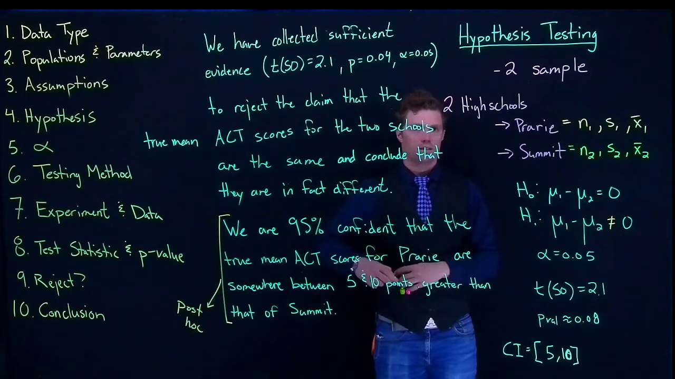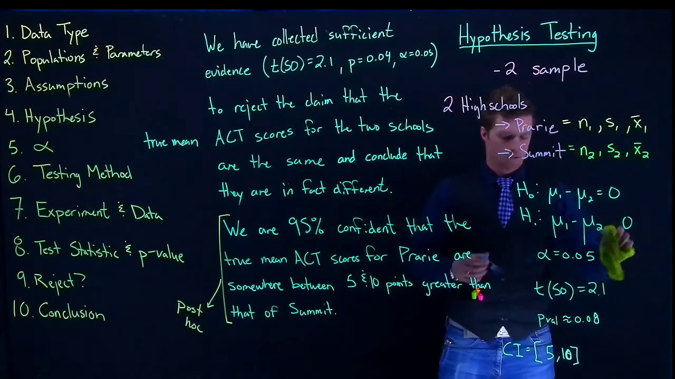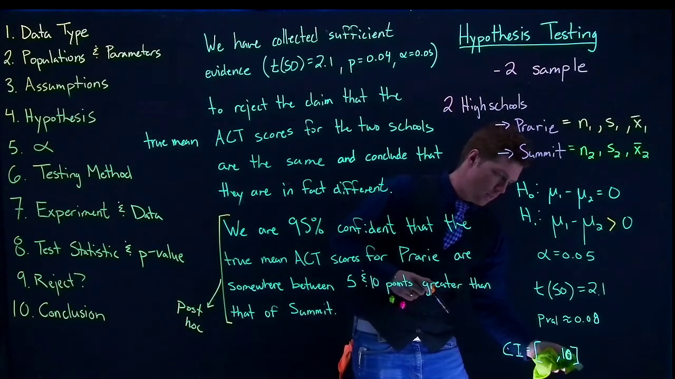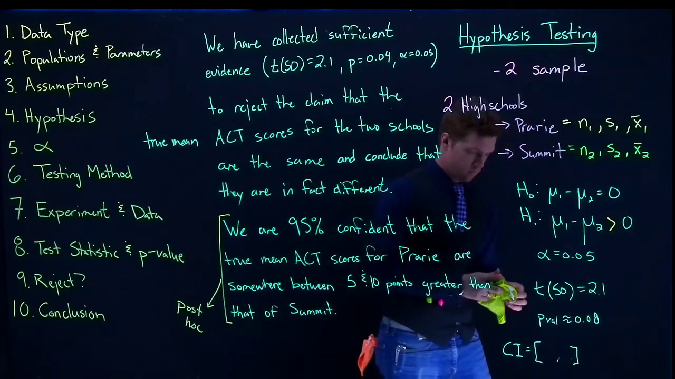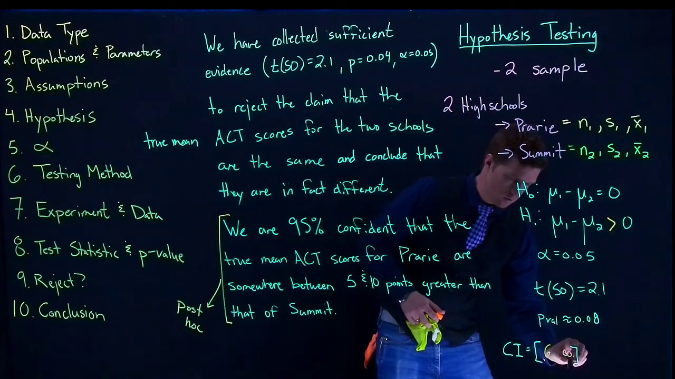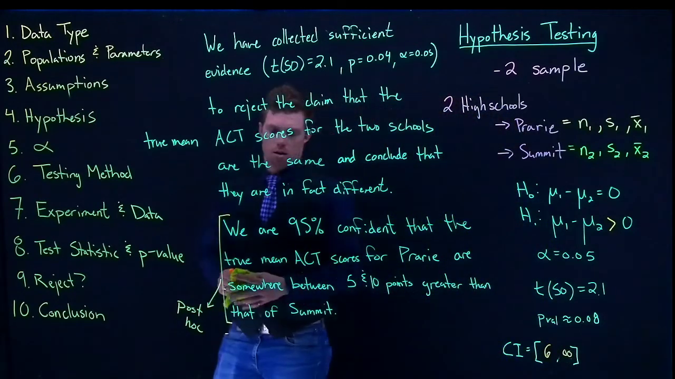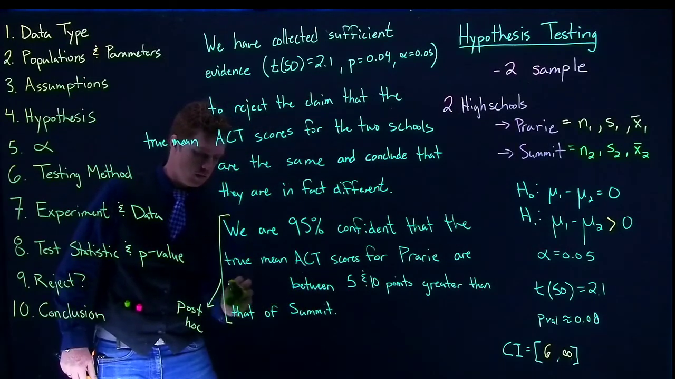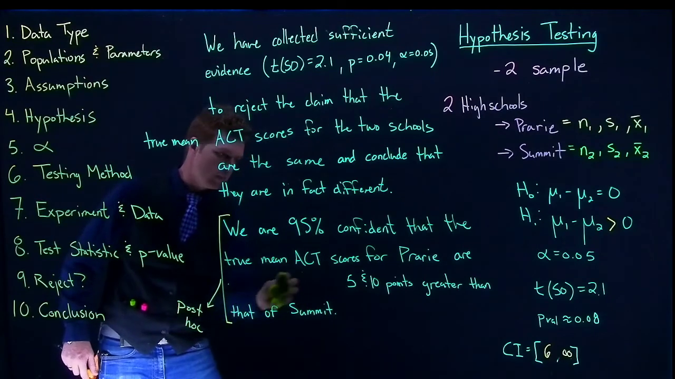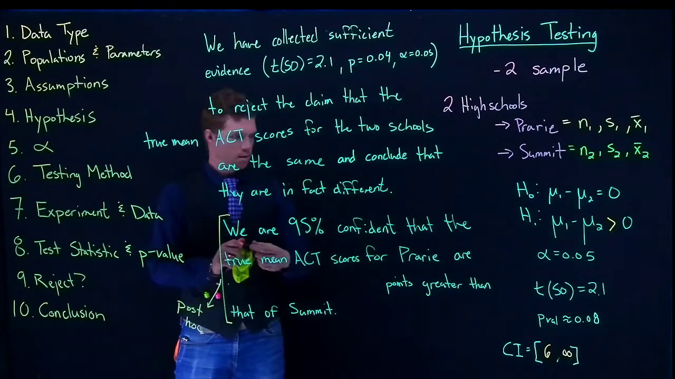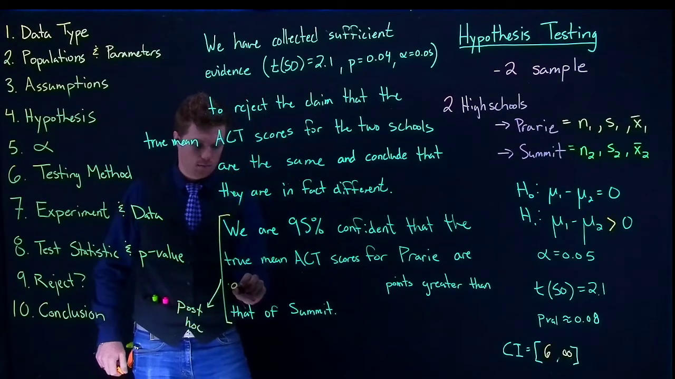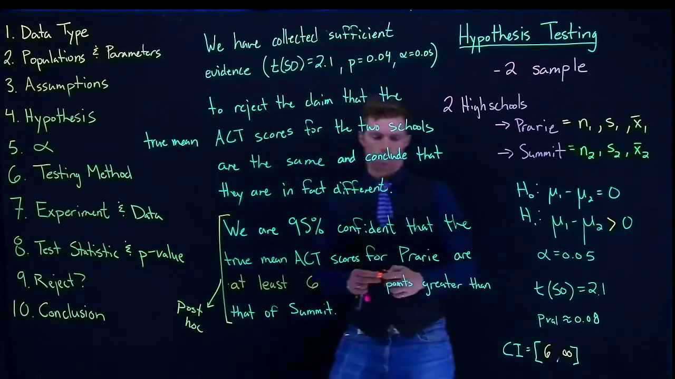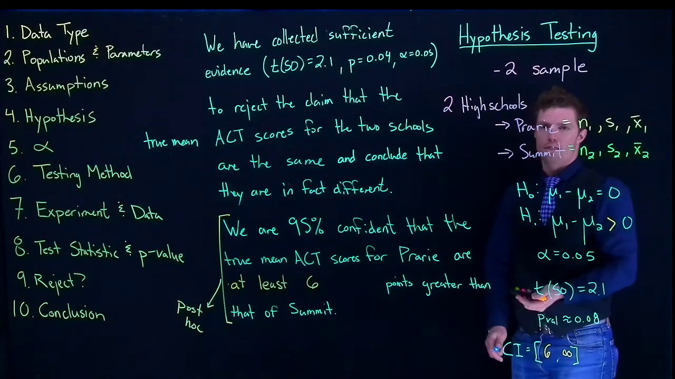Now let's say that we had done a one-tailed test. Let's say that instead we have just said that this is going to be greater than zero. And this was then something like 6 to infinity. It would then still go that we are 95% confident that the true mean ACT scores for Prairie are at least 6 points greater than that of Summit.